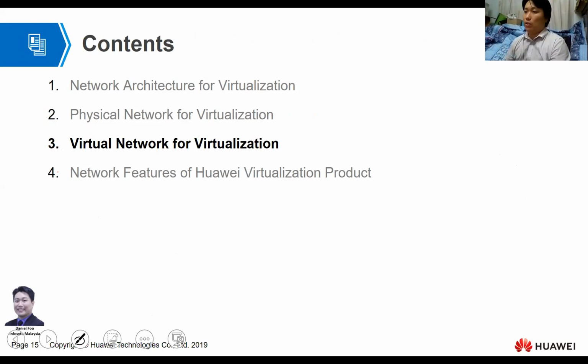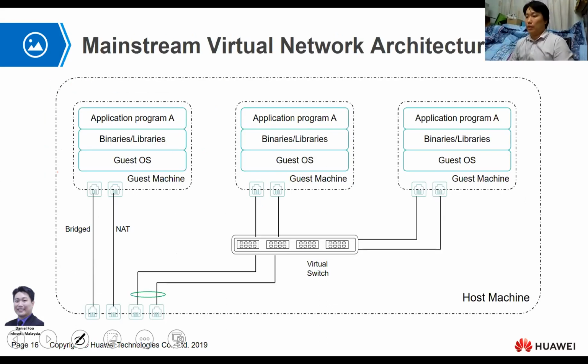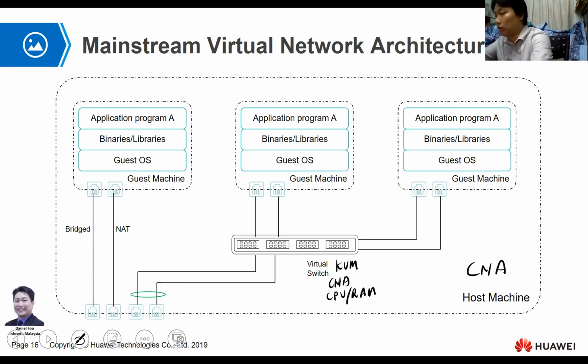So next, we move on to the virtual network for virtualization. We roughly talked about the requirements from a physical perspective. Now we will talk about the virtual network. So you will see here, this is the host machine internal view when you actually utilize the CNA software. The host machine will refer to the CNA. This particular virtual switch will utilize your KVM, your CNA CPU, and also RAM memory, for the common switching types that we'll discuss later.